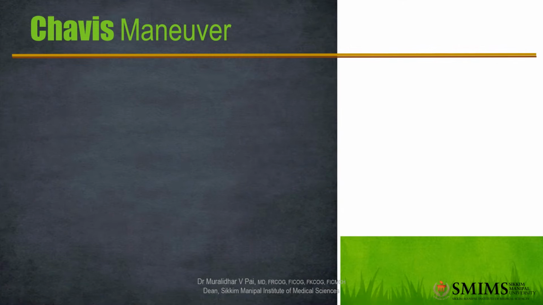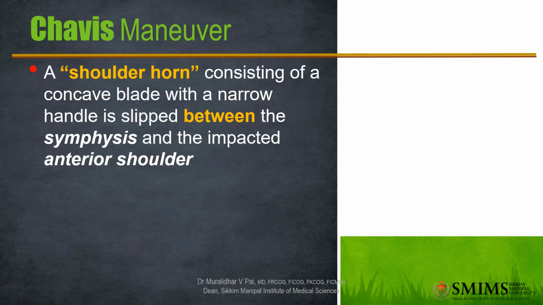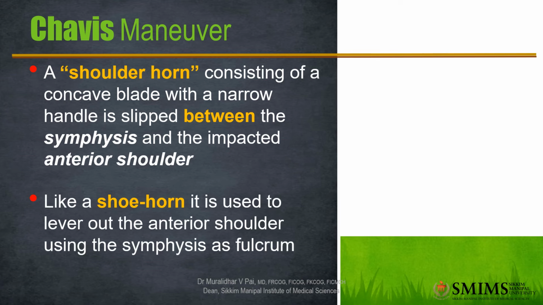In Chavez maneuver, a shoulder horn consisting of a concave blade with a narrow handle is slipped between the symphysis and impacted anterior shoulder. It works like a shoe horn, and it is used to lever out the anterior shoulder using the symphysis as a fulcrum.